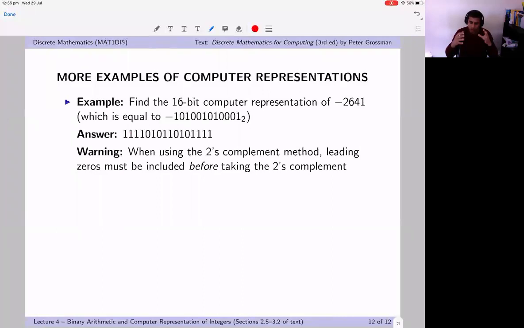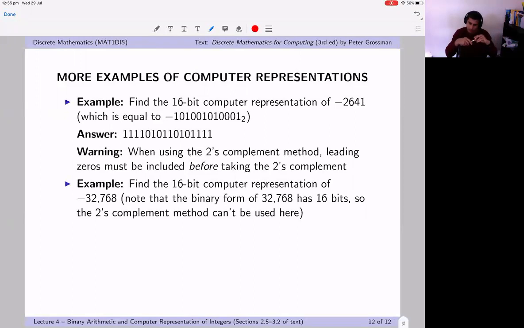So when using the 2's complement method, leading zeros must be included. I mean, you have to have the 15-bit representation first, and then apply the 2's complement. You cannot apply 2's complement if your bits are fewer than 15 bits, okay? You have to have 15 bits there, and of course, 1 bit is the sign bit. We include that towards the end.